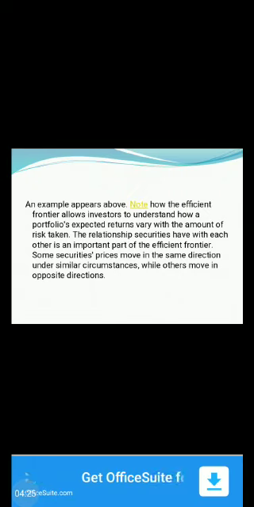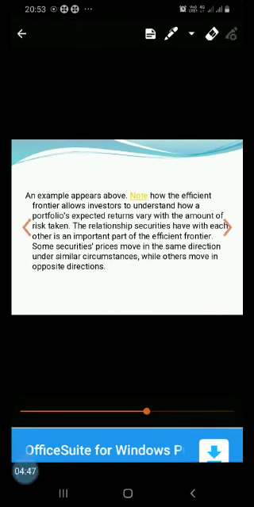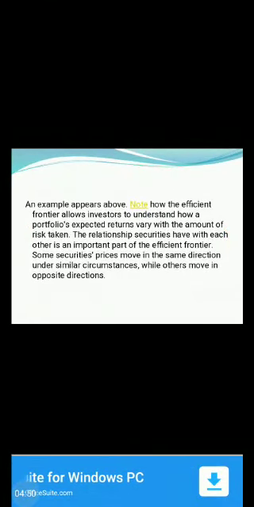Now, the efficient frontier graph shows an example which appears here. Note how the efficient frontier allows investors to understand how a portfolio's expected return varies with the amount of risk taken. The relationship securities have with each other is an important part of the efficient frontier. Some securities' prices move in the same direction under similar circumstances, while others move in opposite directions.